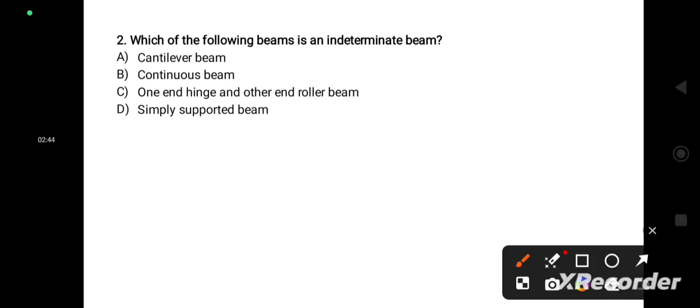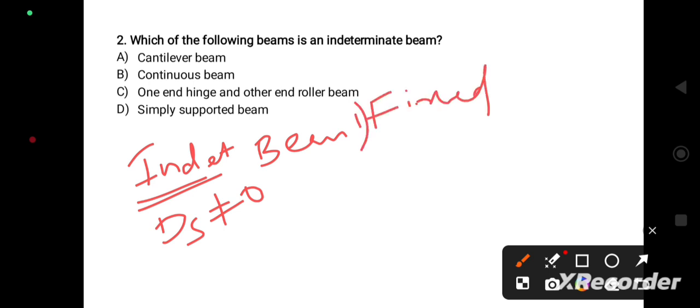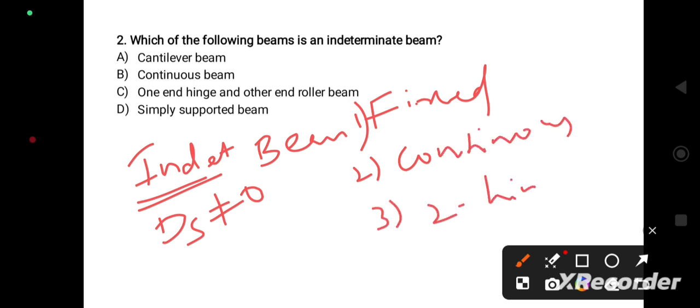Next is indeterminate beams. For indeterminate beams, the degree of static indeterminacy is not equal to 0. So what are indeterminate beams? First one is fixed beam, second one is continuous beam, and third one is 2 hinged arches. So determinate beams are cantilever, simply supported, 3 hinged arches, and indeterminate beams are fixed beams, continuous beams, 2 hinged arches.